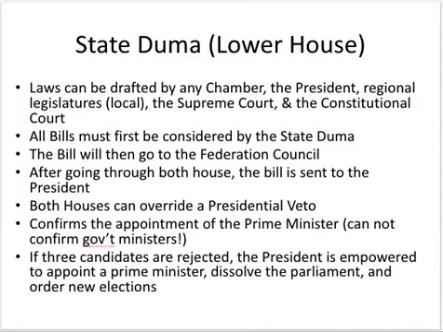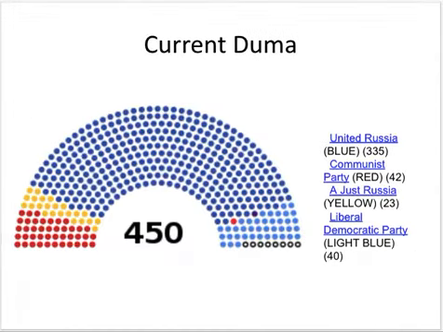The Duma also confirms the appointment of the prime minister. However, they can reject it, but if all 3 candidates are rejected, the president is empowered to appoint a prime minister, dissolve parliament, and order new elections. So they would not want to do that. There's a look at the political parties there. United Russia, which is kind of the following of Putin, controls the Duma. They have a majority.